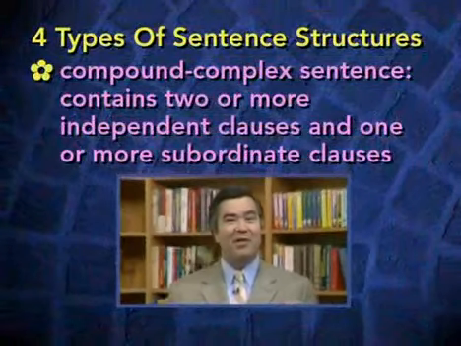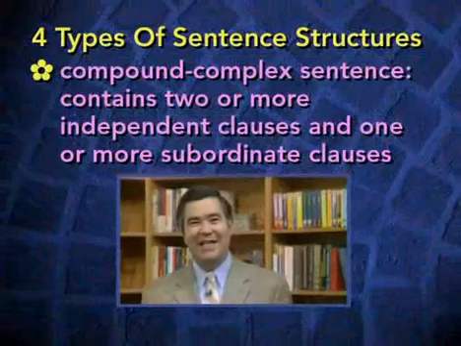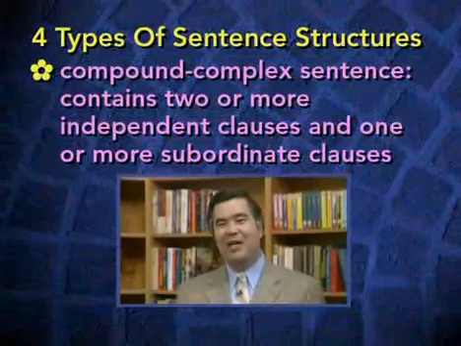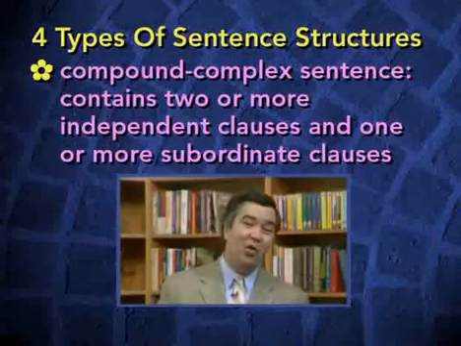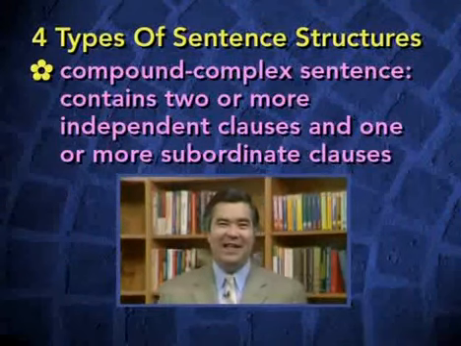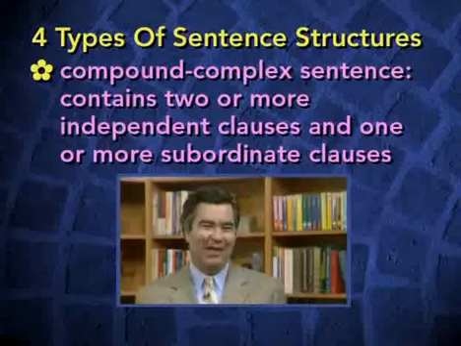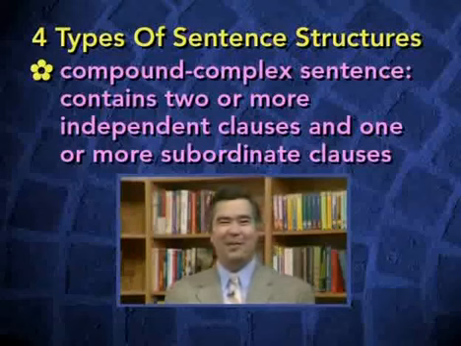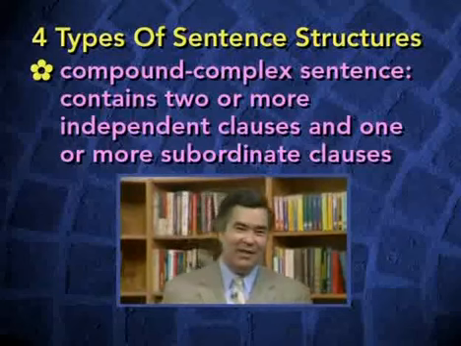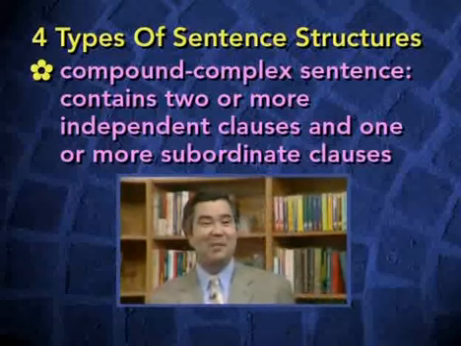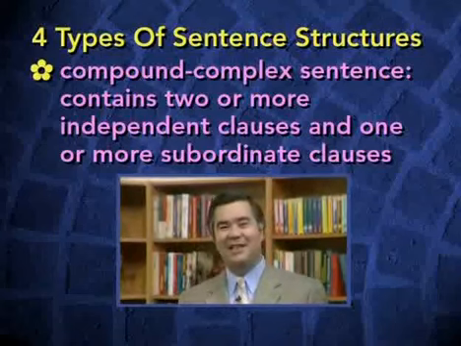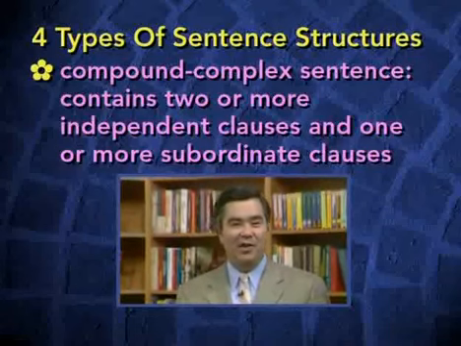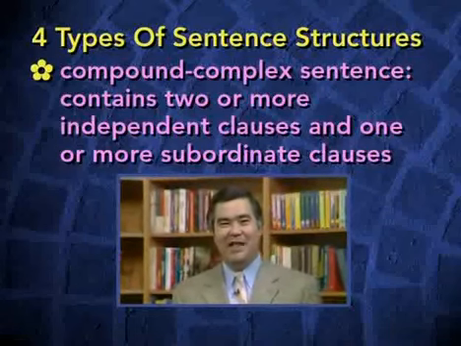The fourth and most difficult kind of sentence is known as the compound complex sentence. The compound complex sentence contains two or more independent clauses and one or more subordinate clauses. So it's like a combination of the compound sentence with the complex sentence. As you can see, the compound complex sentence must have at least three clauses. And some writers in English, William Faulkner is a famous novelist who is a good example of this.